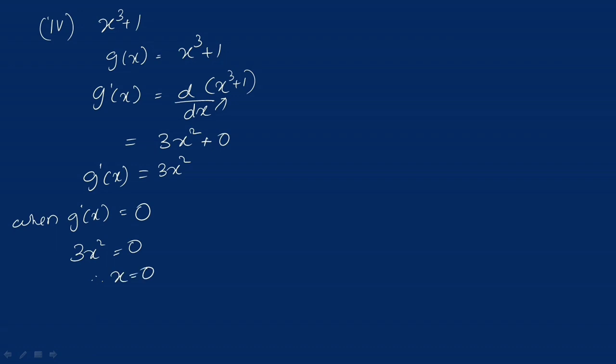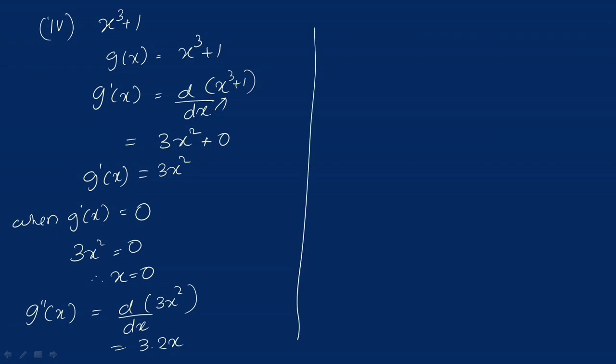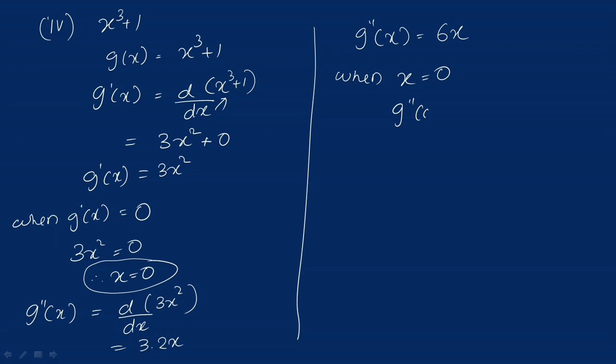When g dash of x equal to 0, we have 3x square is equal to 0, x equal to 0 here. So what is g double dash of x? That is d by dx of 3x square, that is 3 into 2x, so g double dash of x is equal to 6x. So when x equal to 0, g double dash of 0 is 6 into 0, that is 0. So at this point, neither maxima nor minima.